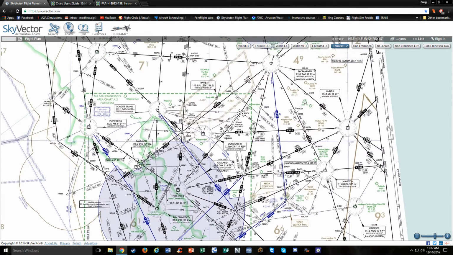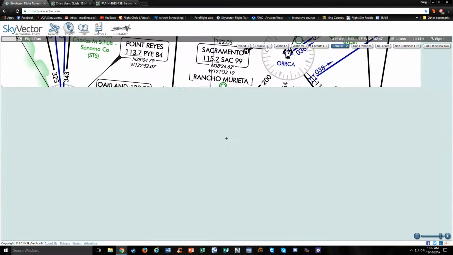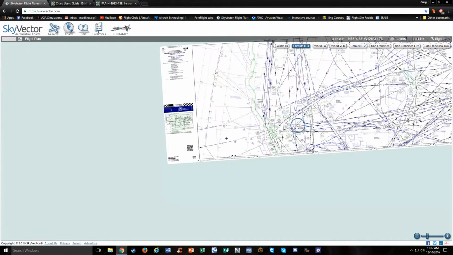So onto a high altitude Enroute chart. Let's select Enroute H3, so that's this chart here.